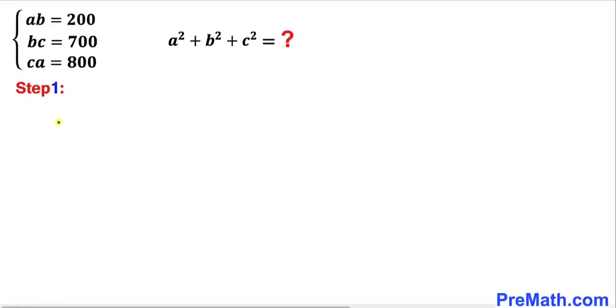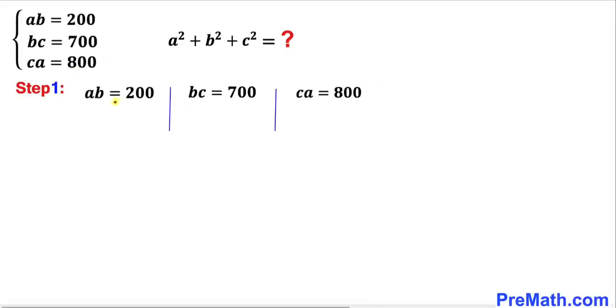And here's our very first step. Let's focus on this very first equation, AB equals 200. And here I have copied it down. And now let's focus on this second equation, BC equals 700. And here I have copied it down as well. And finally, let's focus on this third equation, C times A equals 800. And here's our third equation as well.